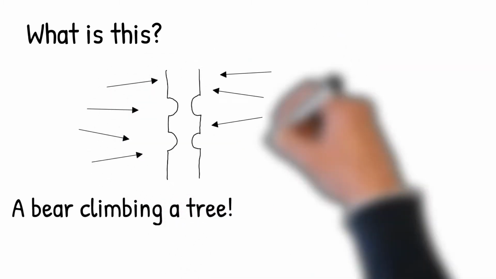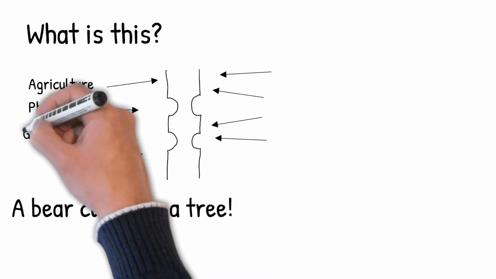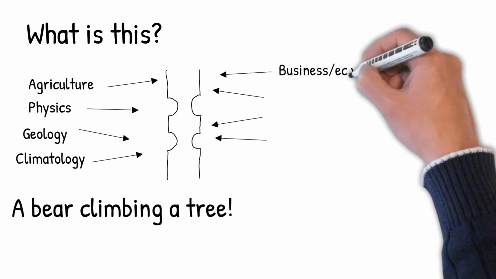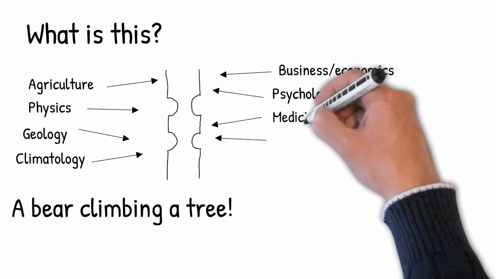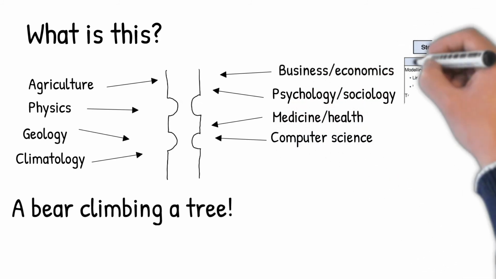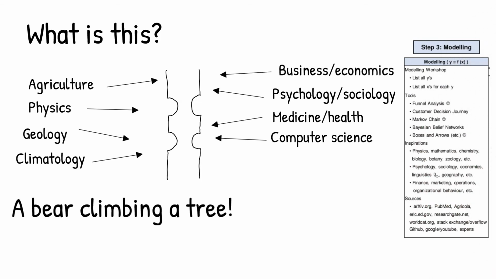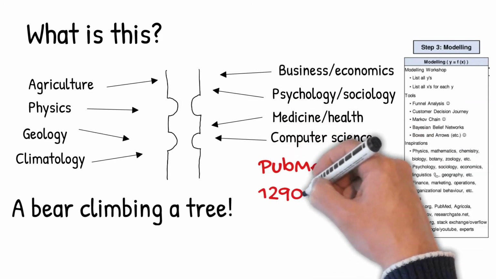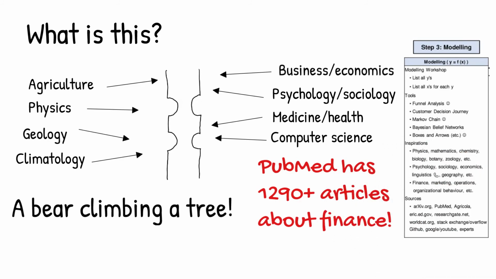Walk around the tree. Research as many disciplines as possible. Don't be too narrow when coming up with theories. Even for something like stock market prices, you might want to look into things like agriculture, physics, geology, climatology, business, economics, psychology, medicine, computer science, or other disciplines. If you go to PubMed, which is a healthcare database, you'll find over 1,000 articles about finance alone. So do not be too narrow in your search for frameworks, models, and variables.